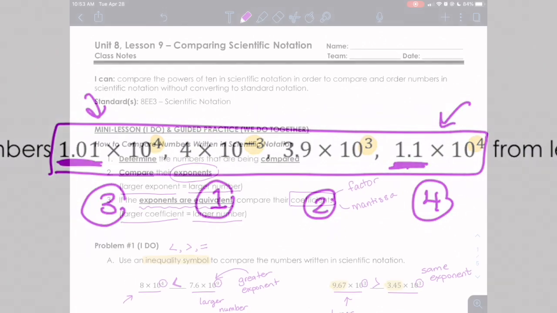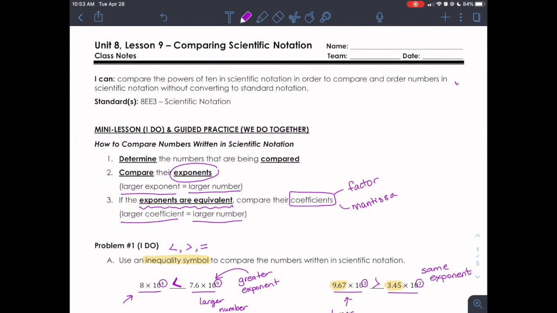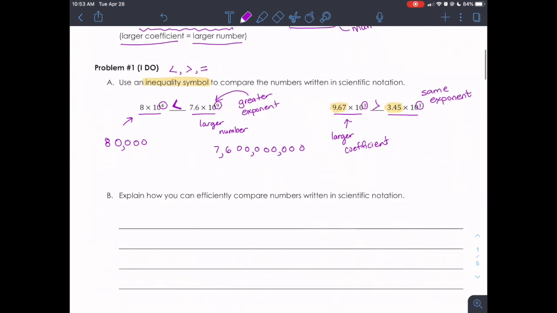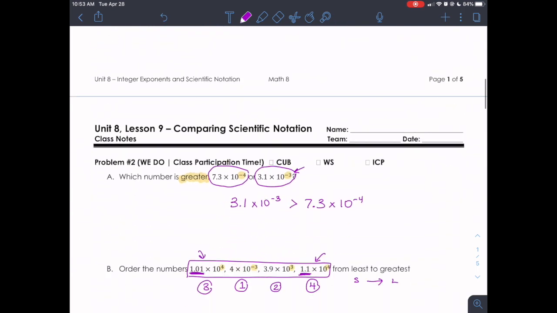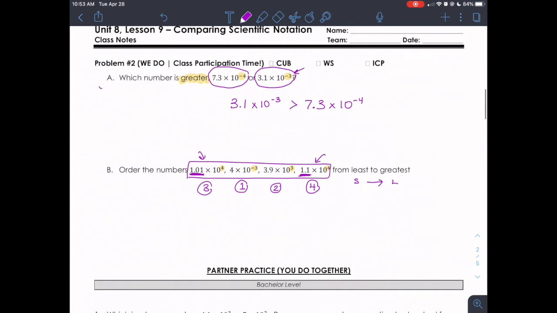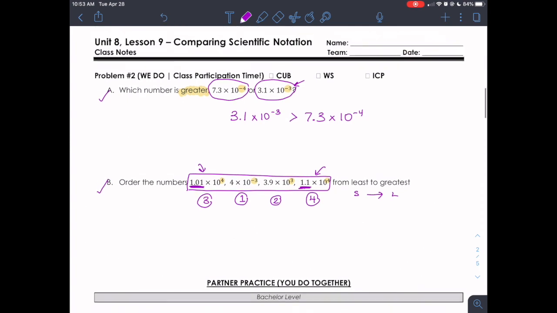All right, so everything you should have copied includes the I can statement, the standard, the steps, problem number 1, the I do parts A and B, as well as the we do problem number 2, parts A and B.